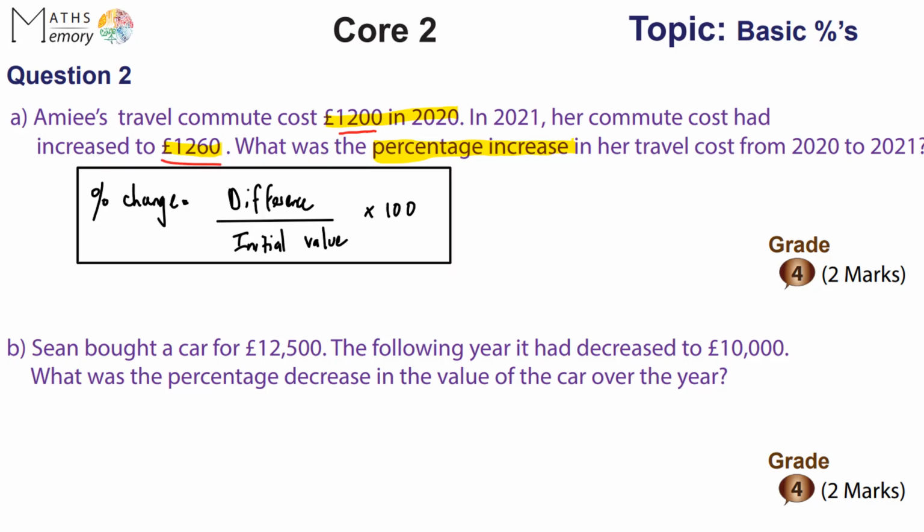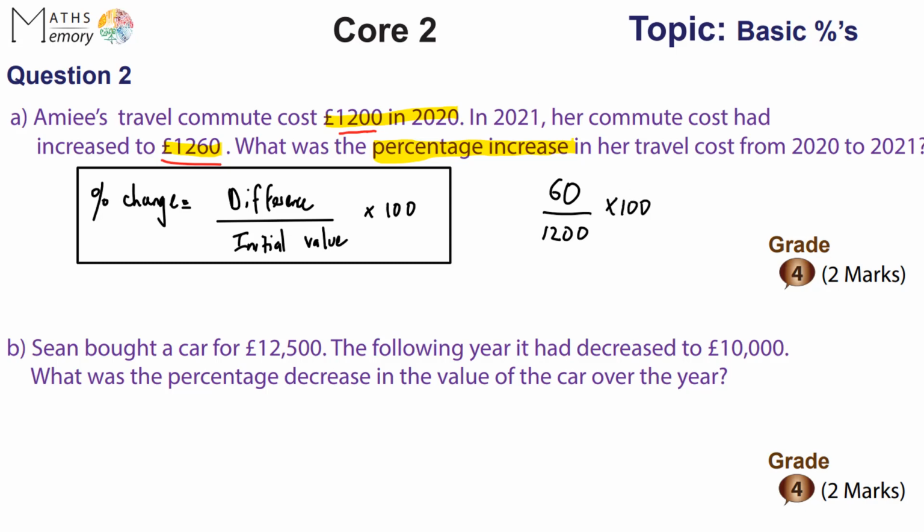Let's start with this. What is the difference, first of all, between these? The difference between 1260 and 1200 is simply 60. So 60 is the difference. Difference over initial value. What do we start with? We started with, in 2020, £1,200. So we have this over this, and we can times that by 100 as well, but don't worry too much about the 100. That will come to us at the end.